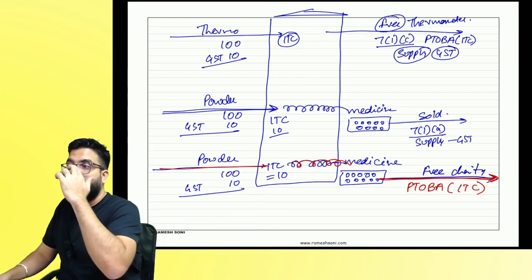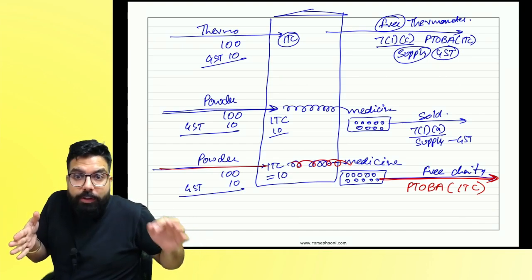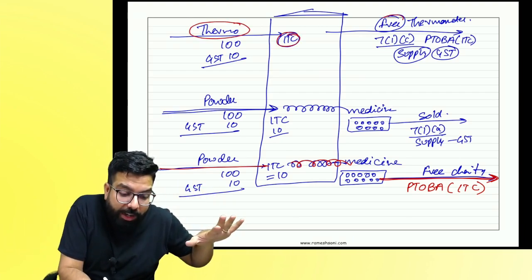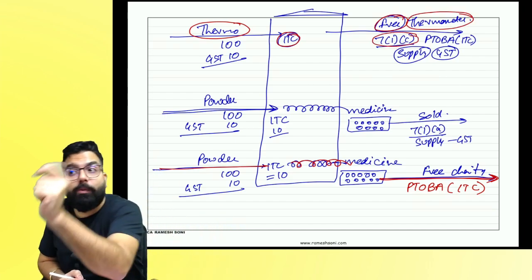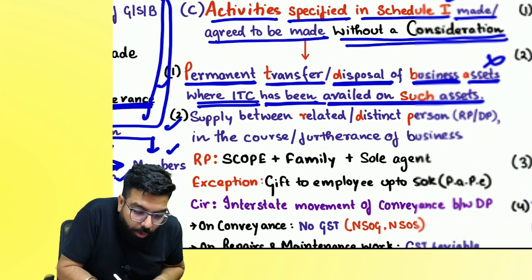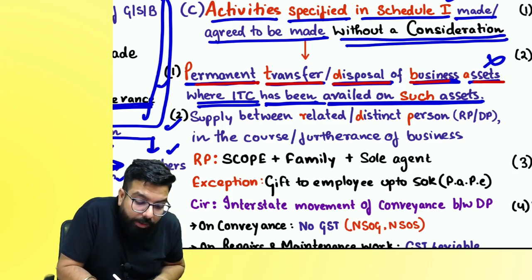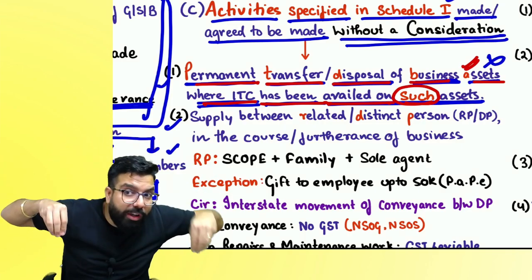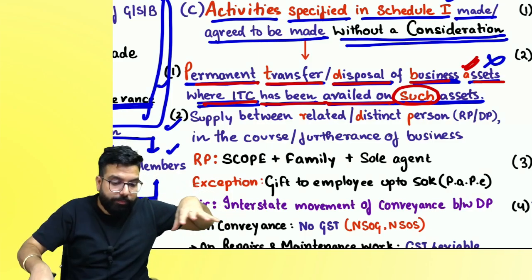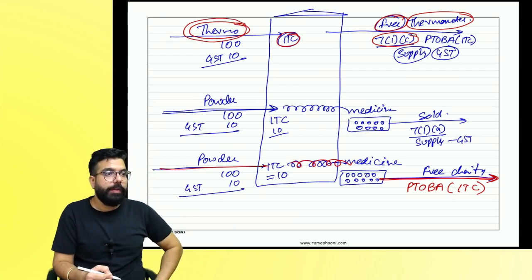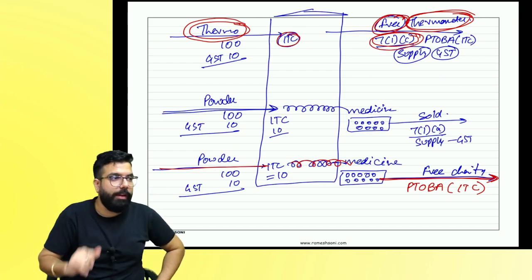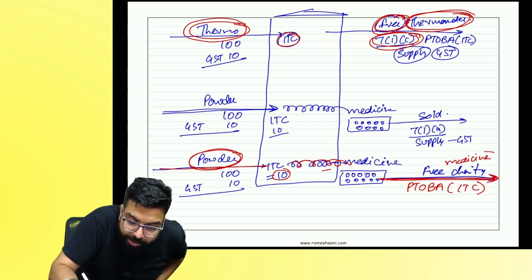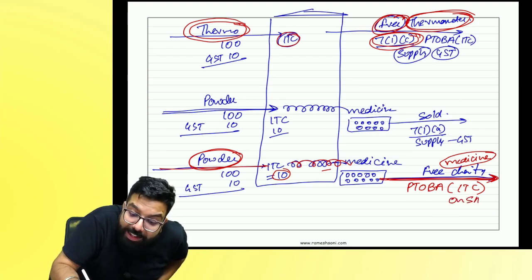Now listen. What you take the ITC on, the same thing should be given free, only then it is supply. You took ITC on the thermometer, you gave a free thermometer, then it will come under 7-1C, because 7-1C says permanent transfer of a business asset where ITC has been availed on such asset. Such asset means the asset on which you took ITC; if you give that asset free, then it's a supply. In this question, you took ITC on a thermometer and gave a thermometer free, so it's a supply under 7-1C. Here you took ITC on powder, you made medicine and gave medicine free. Did you give powder free? No. Hence, it is not ITC on such asset.